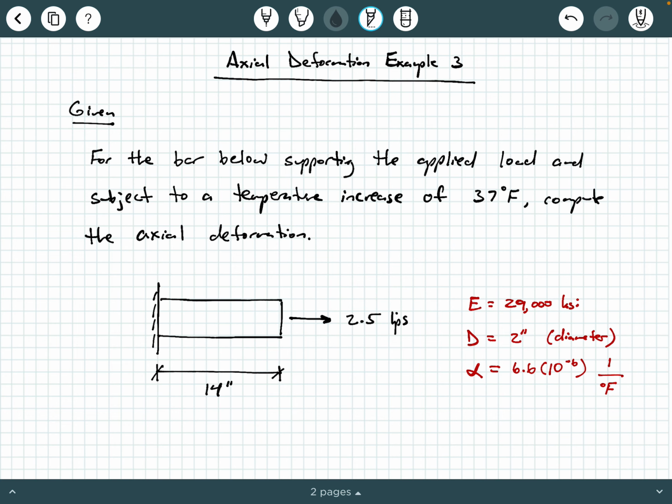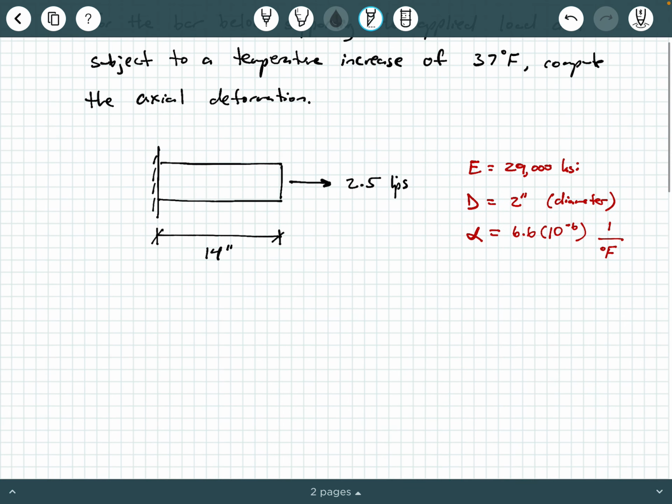It has a modulus of elasticity of 29,000 KSI. It has a cross-section diameter of 2 inches. And then it has a coefficient of thermal deformation of 6.6 times 10 to the negative 6, 1 over degrees Fahrenheit. Okay, so we're given all of its properties. Again, this is a cross-section diameter. If you look inside a cut section here, it's a circular cross section, so it's a rod of some sort, 2-inch diameter. So now that we know what we're looking at, let's go ahead and write the solution here.